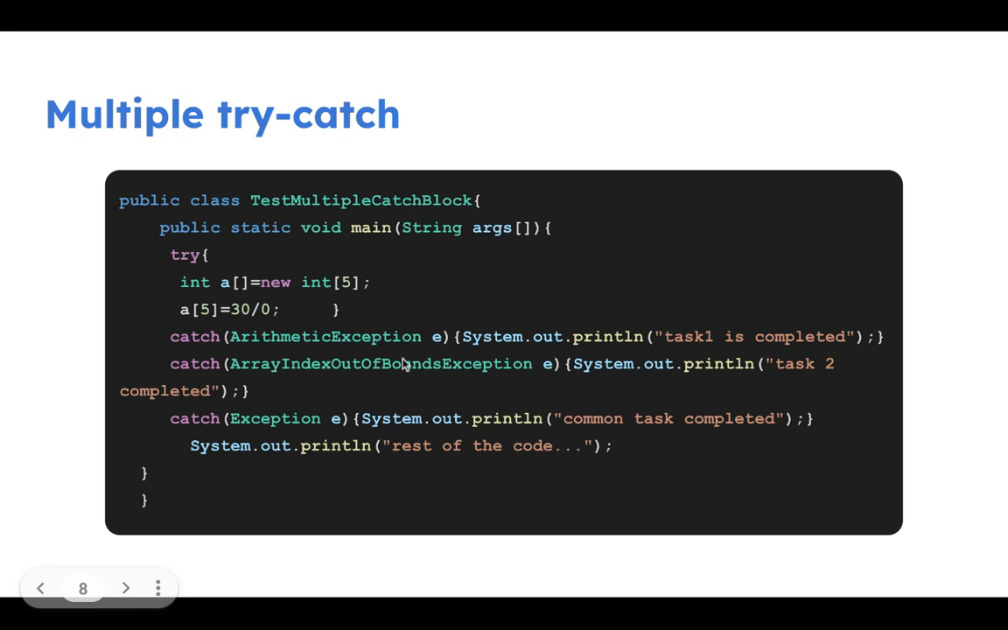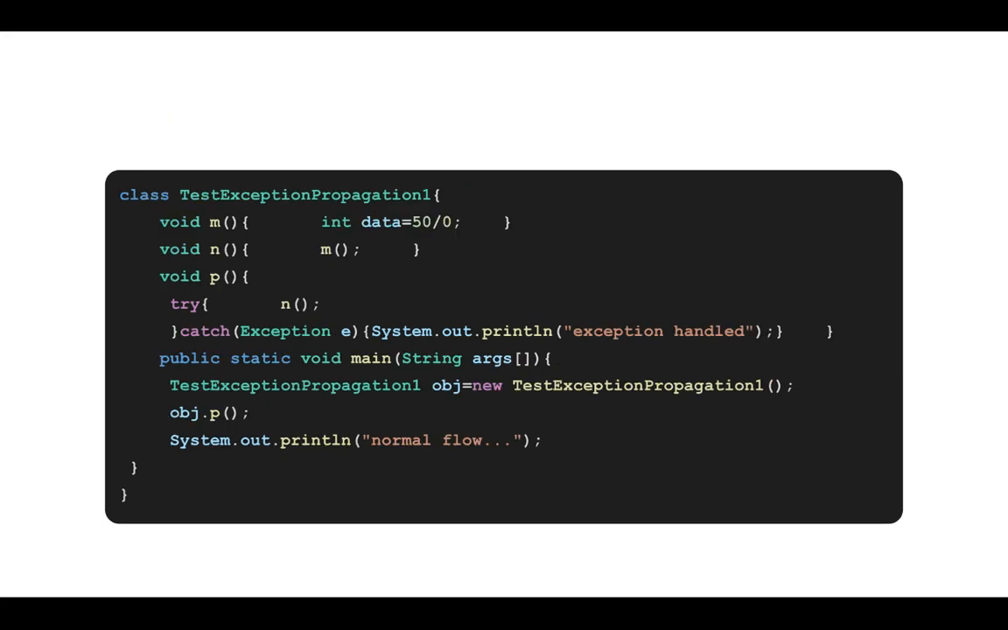So in that particular case, we can catch the arithmetic exception, which is divide by zero, and also the array index out of bound exception where we are accessing the array. And in case some other exception occurs, we always have the superclass exception. All these classes, arithmetic exception and array index out of bound exception, are subclasses of exception.